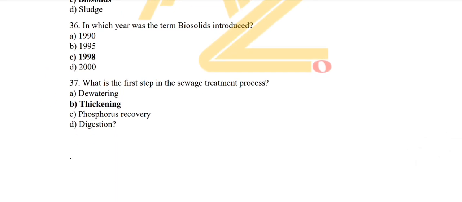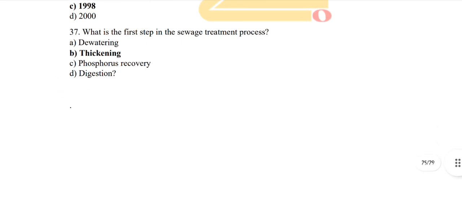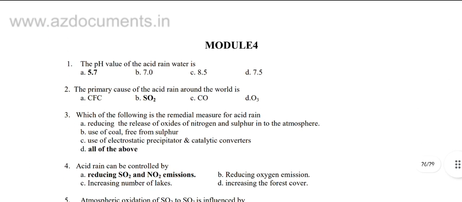36th question. In which year was the term biosolids introduced? 1998. 37th question. What is the first step in the sewage treatment process? Thickening. Module 4. The pH value of the acid rain water is 5.7. So the pH value of acid rain is 5.7. The primary cause of acid rain around the world is sulfur dioxide.